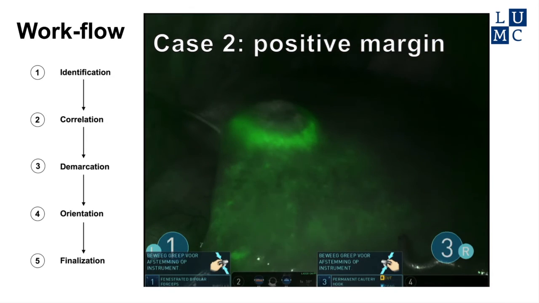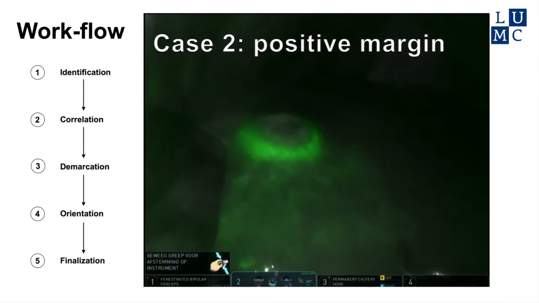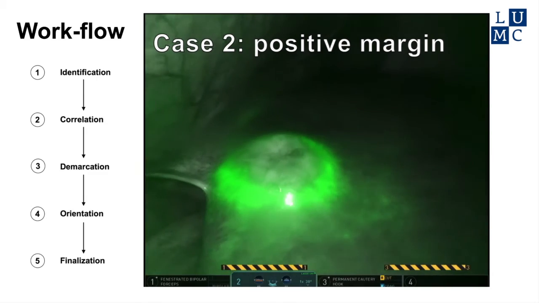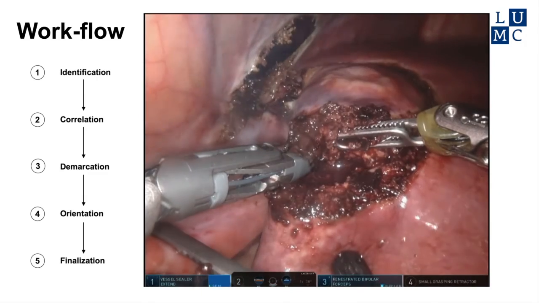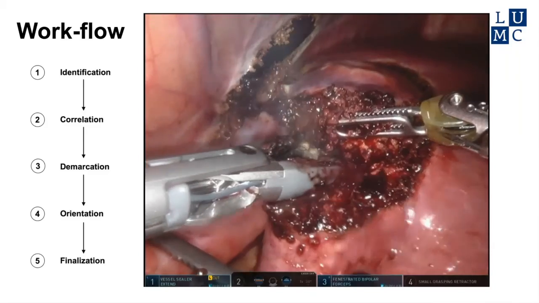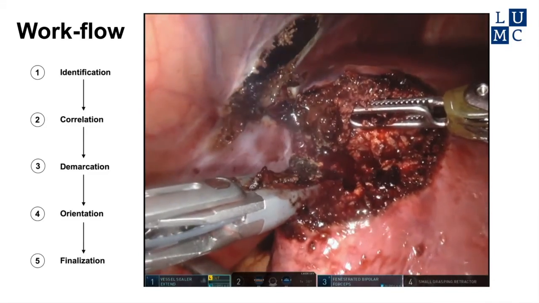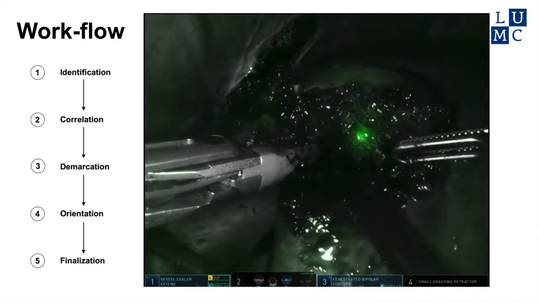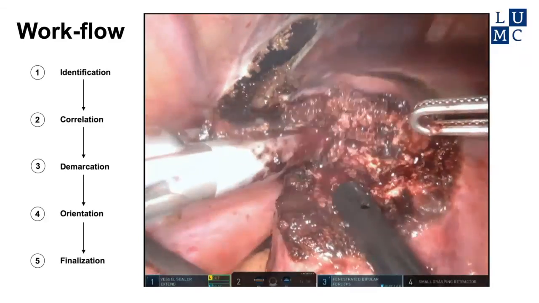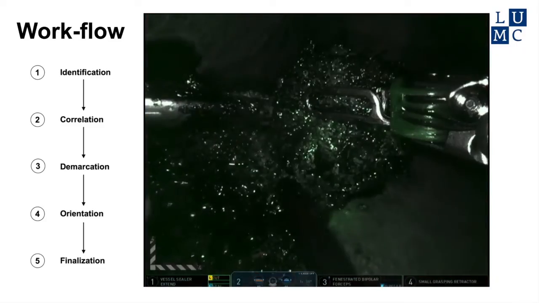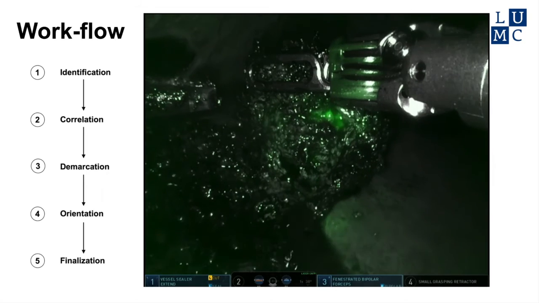In the second case, again, a clear rim feature can be found surrounding the lesion. However, during the orientation phase, the surgeon suspects a protruding fluorescent rim indicating a potential tumor-positive margin. After finalizing the resection, the protruding rim can still be seen when near-infrared imaging is performed in an overview. In this case, the surgeon can decide to increase the tumor margin by performing an additional resection.